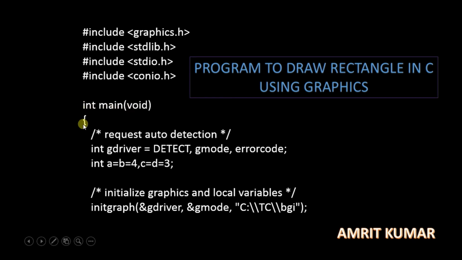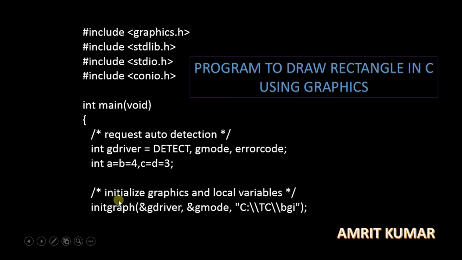Okay. Then after that I am opening the main function here, and you can see this is the same process that I have done so far to initialize the graphics. You have to declare gdriver, a variable of integer type which contains DETECT in it, and gmode and errorcode, also of integer type. And then finally I am using the A and B variables as 4 and the C and D variables as 3. So C and D contain 3 in them and A and B contain 4 in them. All these variables are of integer data type.